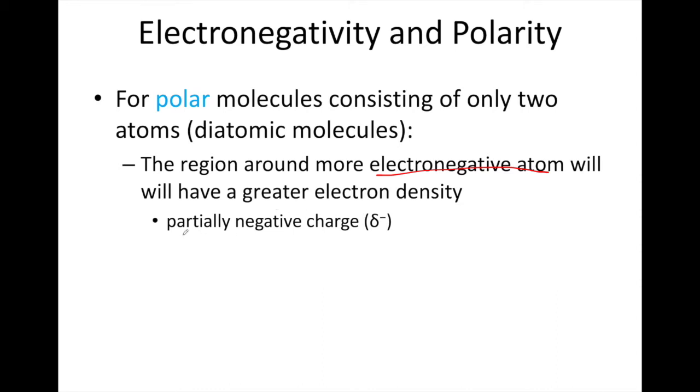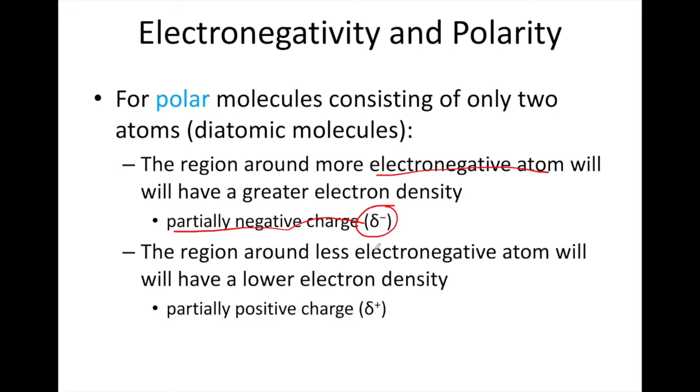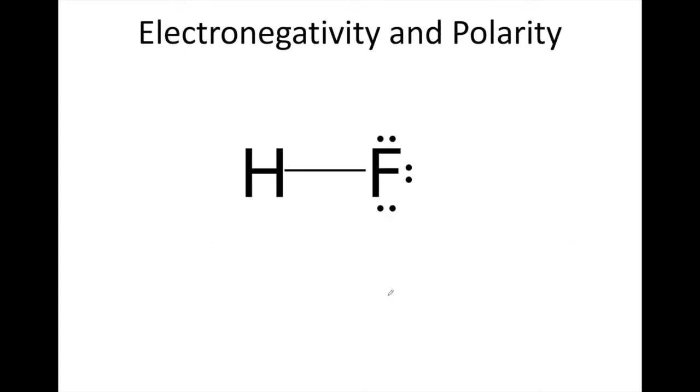We say that the atom that's more electronegative is going to have a partially negative charge, and we indicate that with the Greek letter delta and the negative sign. The region around the less electronegative atom will have less electron density, therefore it will have a partially positive charge around it. We indicate that with this symbol. Let's look at an example to help illustrate this. Here we have hydrogen fluoride. These two atoms are essentially fighting over these bonding electrons.